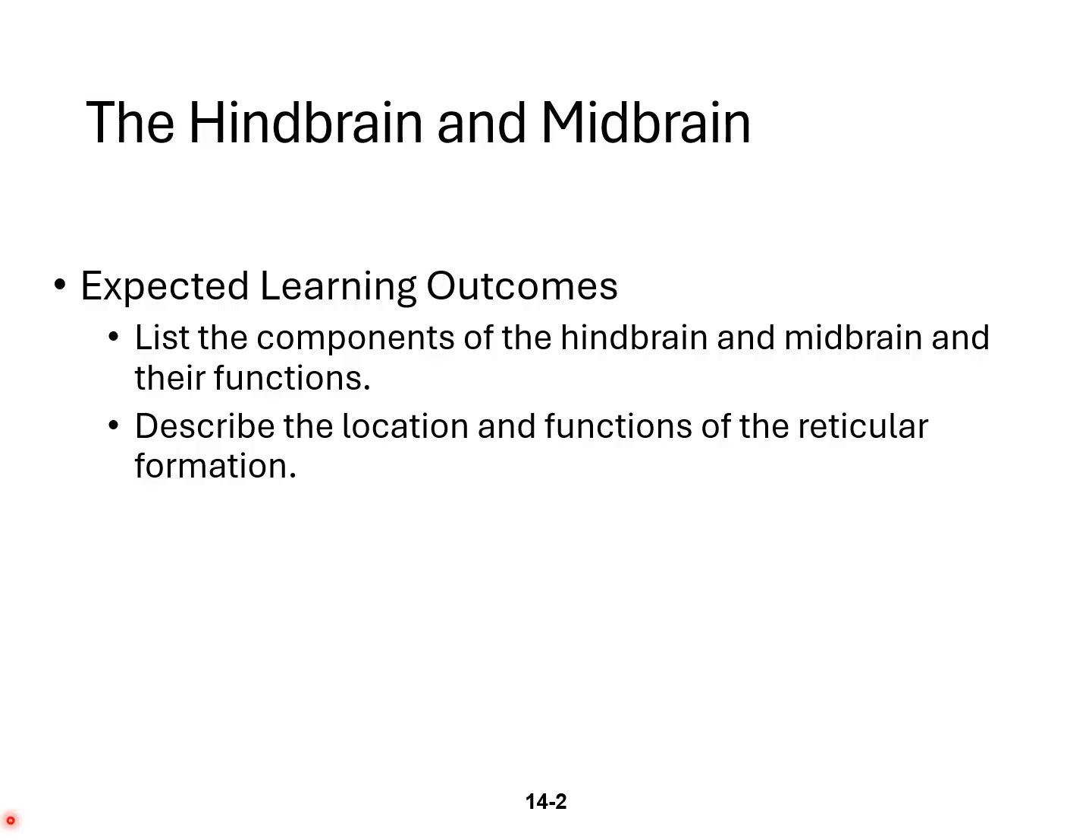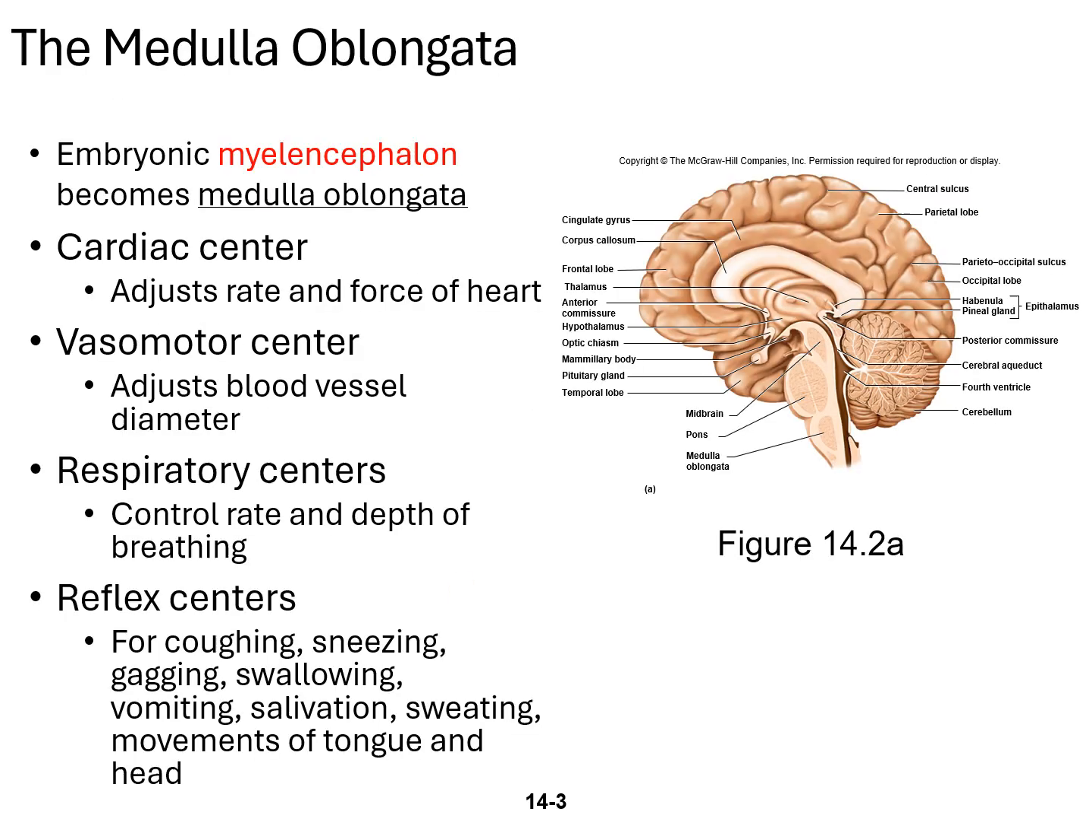So first, we're going to look at the components of the hindbrain and midbrain. And because you memorized embryonic development, you know what parts are the hindbrain and what parts are the midbrain. And then we're going to describe the location and function of the reticular formation. The reticular formation can be really challenging for some students, but it's just a way that the brain fans out the signals. It's a way to talk to different parts of the brain.